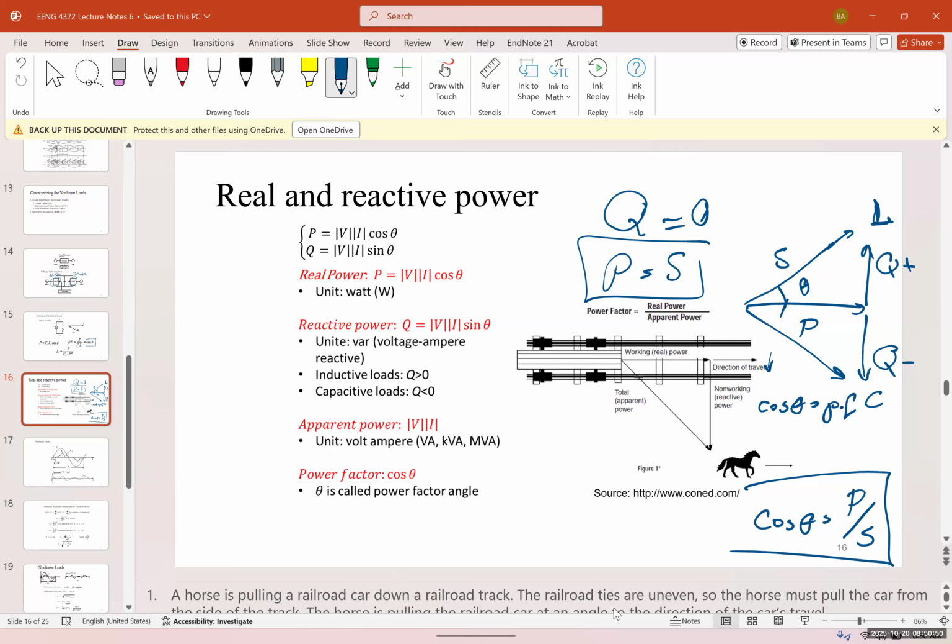The real power unit is watts. The reactive power unit is volt amp reactive. For an inductive load, Q is greater than 0. For a capacitive load, Q is less than 0.